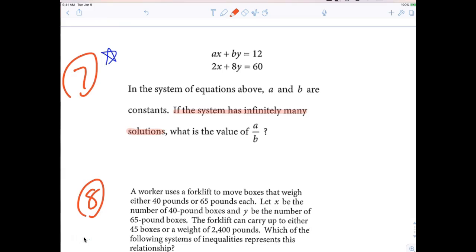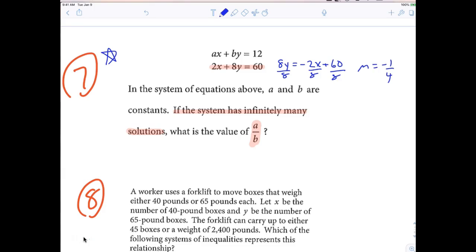All right? So I'm trying to figure out what A over B is. The first thing I want to talk to you about is if there are infinitely many, that means it's the same line. So I'm going to figure out what the slope is. Here it's going to be 8y is equal to negative 2x plus 60. Does everybody agree with that? And then I divide both sides by 8. So the slope here is negative 1/4. Does everybody agree with that?